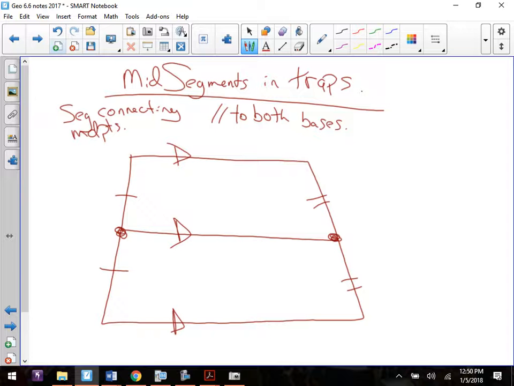So that mid-segment equals half the sum of the two bases. We throw in a little bit of algebra with this as well. But like we've said, it's nothing that you haven't seen or done at any point in the semester. So the mid-segment is half the sum of the bases.